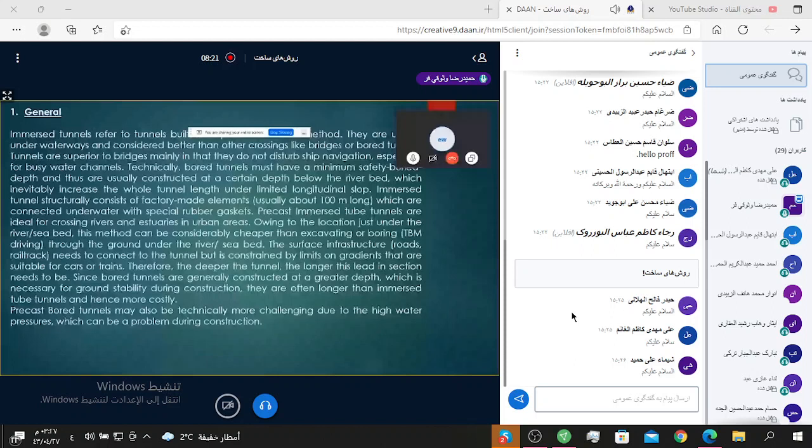The general immersed tunnel refers to a tunnel built with a special immersion method. They are usually underwater and considered better than other crossings like bridges or bored tunnels. Tunnels are preferred to bridges mainly because bridges obstruct ship navigation, especially for busy water channels.